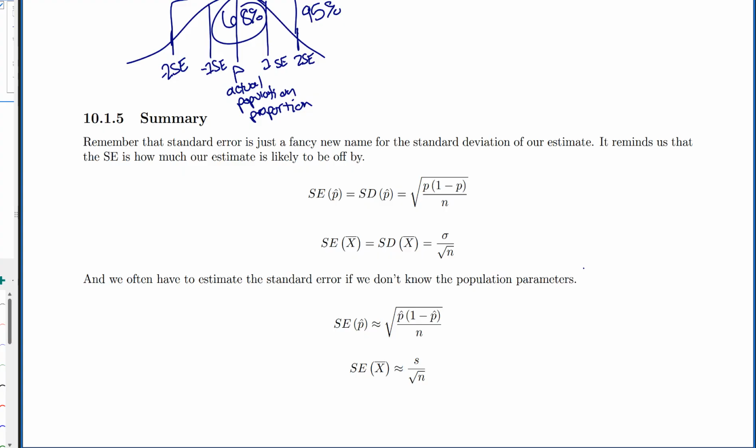Okay. Just in summary, so that you can come back and reference it easily. Remember, our standard error is just a fancy new name for the standard deviation of our estimate. It reminds us that the standard error is how much we're likely off by. So the standard error of p hat is just the standard deviation of p hat, and there's your formula. We've been using these formulas for a little while. But if we don't know the population values, we have to estimate to get our standard error, which is what we have here.